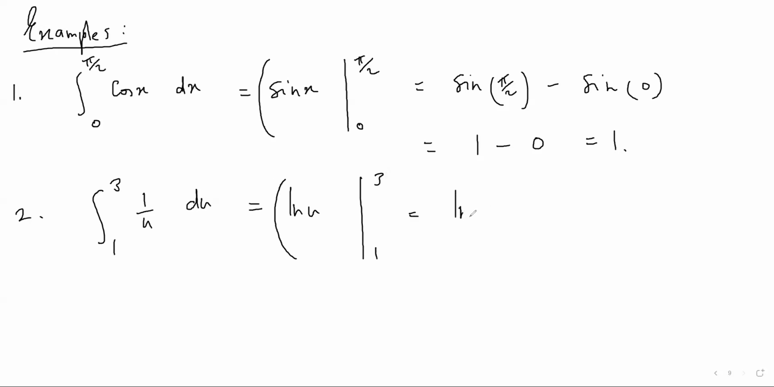So this means we say ln 3 minus ln 1. Now ln 1 is 0, so this is basically just ln 3. And ln 3 is approximately 1.10. We leave it there. That's our answer, simple as that. That's how you evaluate definite integrals.